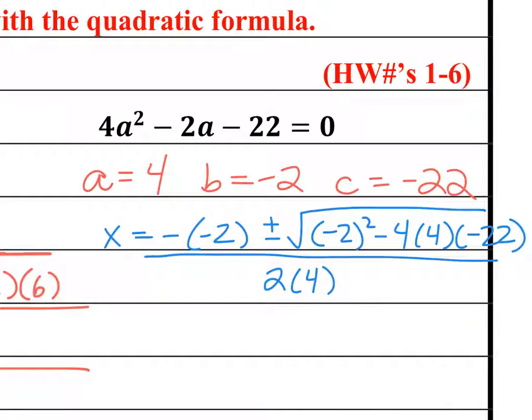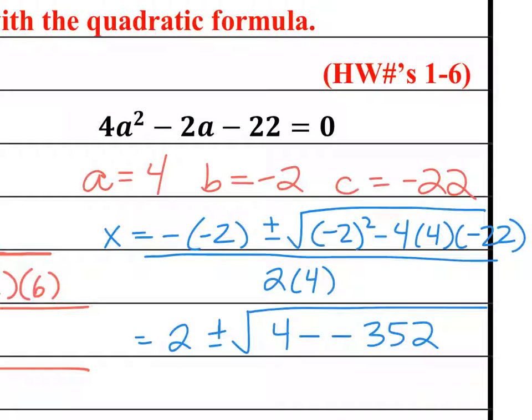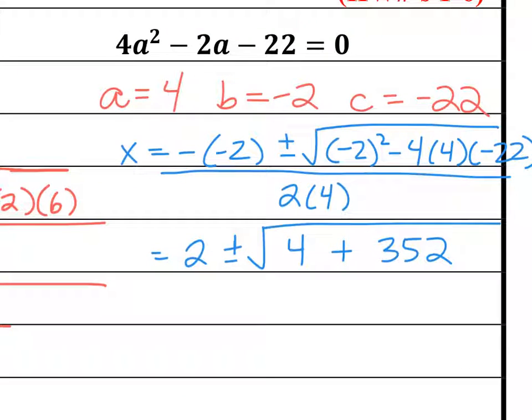That would be x is equal to 2 plus or minus. And in the square root, we're going to have 4. Okay, be careful here. Minus 4 times 4 is 16, and then 16 times -22. So let's change that. So it's minus -352. So we can change that to plus, over 8.